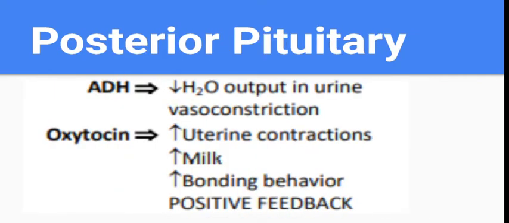ADH decreases water output in urine, also causes vasoconstriction. Oxytocin increases your uterine contractions, increases milk, increases bonding behavior, and also it's a positive feedback behavior.